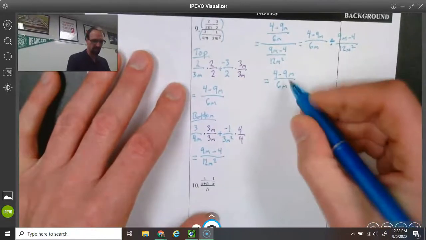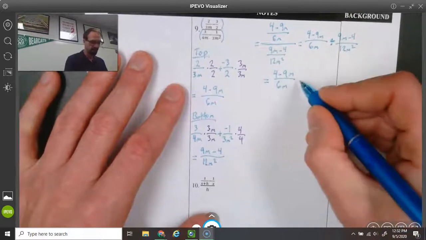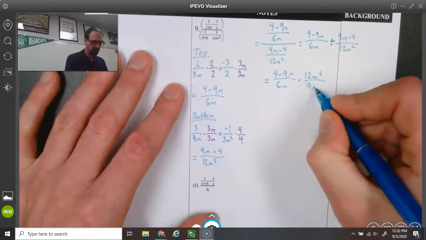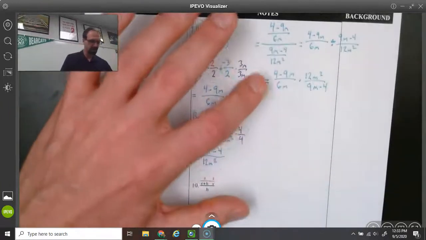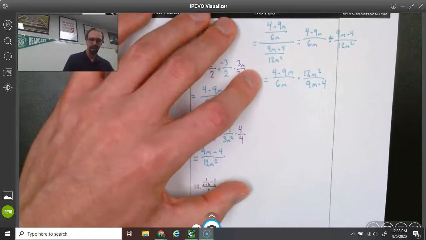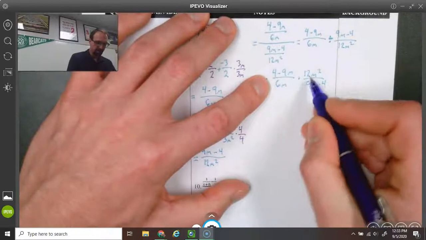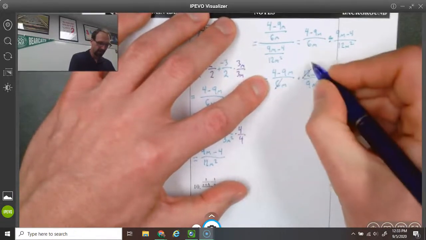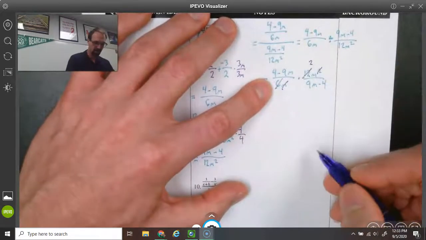So nothing changes in the numerator. Nothing changes in this large numerator here, or this first fraction that we have here, times 12m squared over 9m minus 4. All right, so going through, it looks like I can simplify this. There's a few things that I can do. I see that I have a 6m and a 12m squared, so the 6 and the 12 can cancel. I'm left with a 2 here. This m can cancel with the squared there, so I'm just left with an m here.